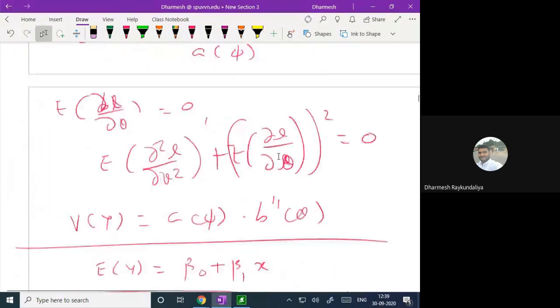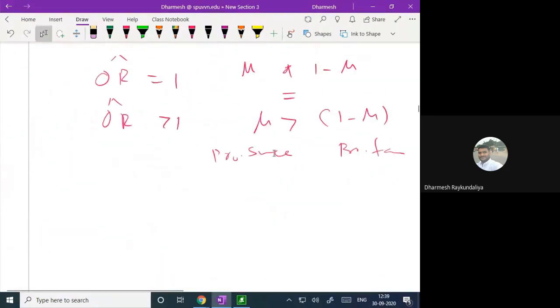And in another way, if you find the odds ratio from the model, you can find the adjusted odds ratio from the model as e raised to beta 1. This is said to be the adjusted odds ratio.